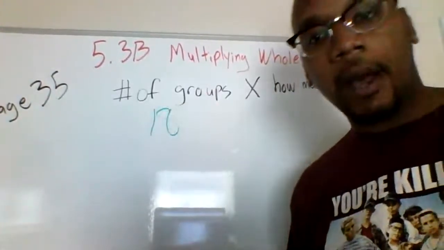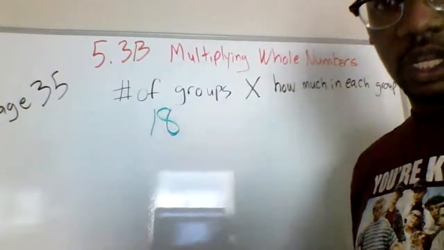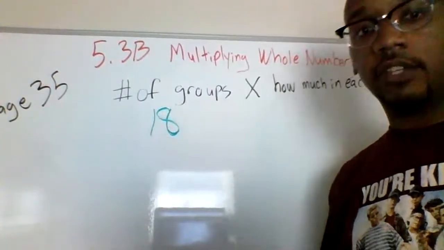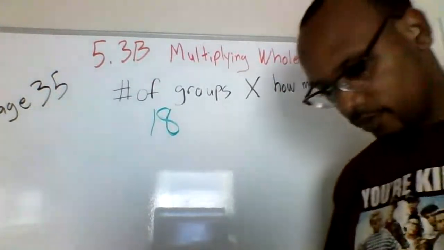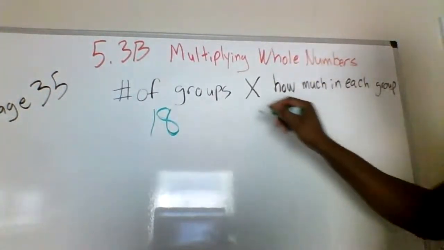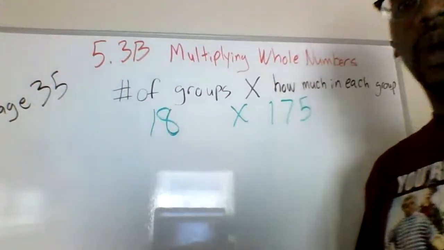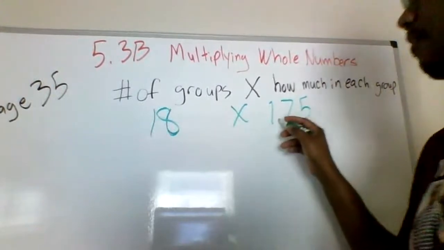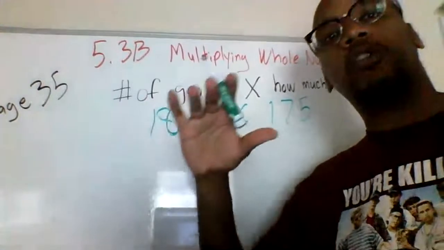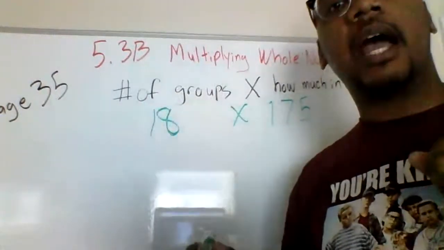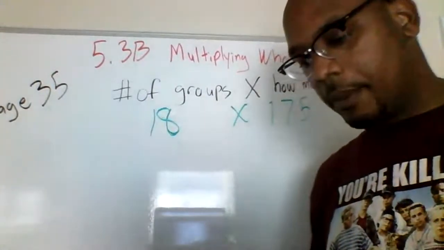Now, I'm talking about the weight of the dolphin. And since I'm talking about the weight of the dolphin, I ask myself, how much does each dolphin weigh? Well, each dolphin weighs 175 kilograms. So 18 dolphins, and each of them weigh 175 kilograms. If I want to know the total weight, I multiply 18 times 175. All right? So that's going to be my problem.